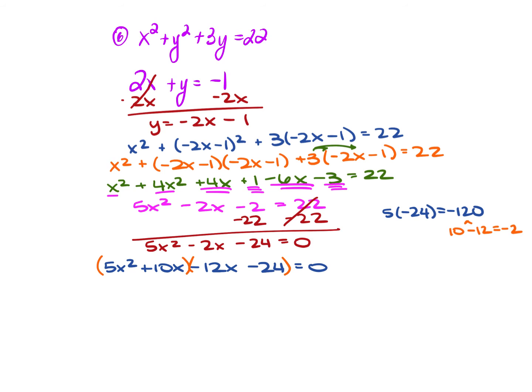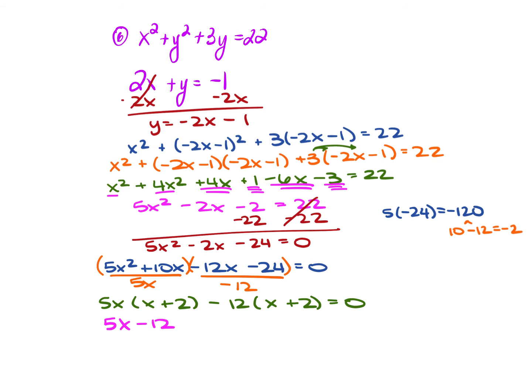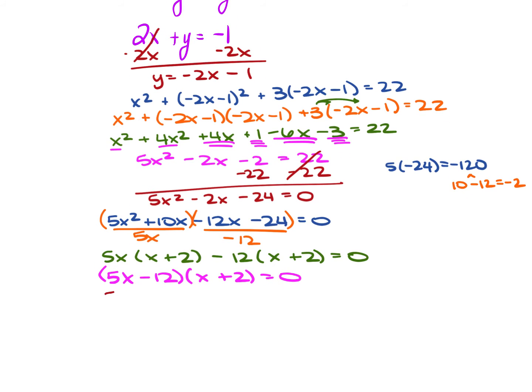Factor by grouping. We're going to factor out a 5x from the first, and we're going to factor a negative 12 out from the second. So it's going to give us 5x times x plus 2 minus 12 times x plus 2 is equal to 0. Rewrite this as 5x minus 12 times x plus 2 is equal to 0. Now set them both equal to 0 and solve for x. So 5x minus 12 is equal to 0, and x plus 2 is equal to 0.